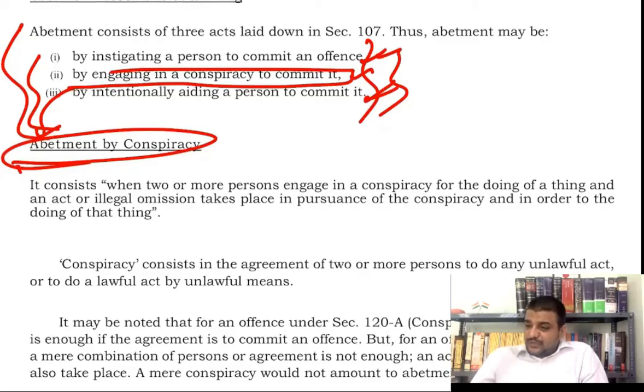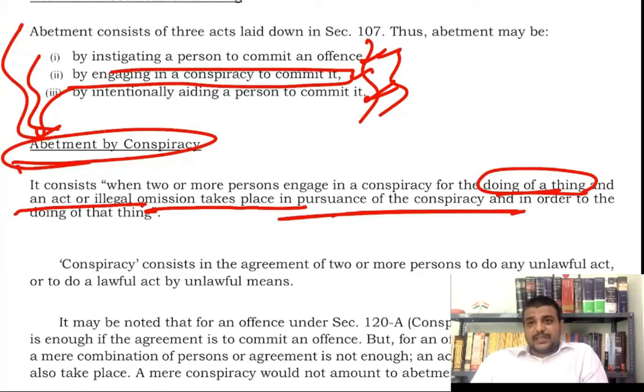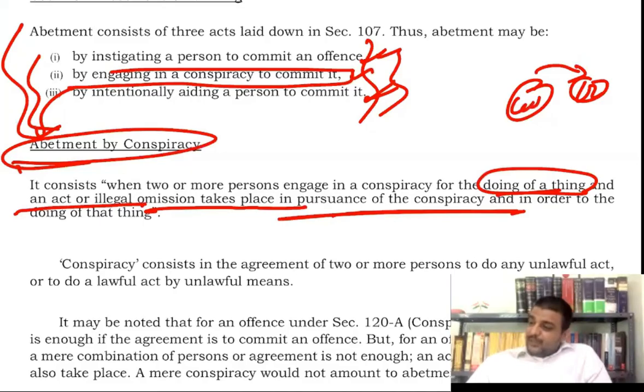Now if you look at abetment by conspiracy, it is when two or more persons engage in a conspiracy for doing a thing, an act or not doing an act, and an act or an illegal omission takes place in pursuance of the conspiracy. So it means that conspiracy needs to be first established, and only then will we have abetment by conspiracy. Now conspiracy itself is a crime. Think about it: this is the final crime, you are conspiring to do that particular crime, that is also an offense, and you are abetting the conspiracy which will lead to the final crime, that is also an offense.